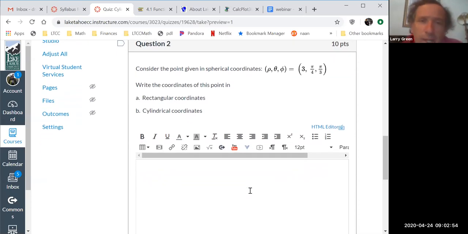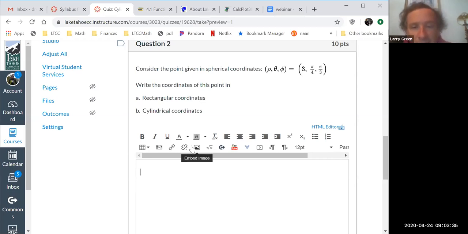So consider the point given in spherical coordinates. We have rho, theta, phi equals 3, pi over 4, pi over 3. Write the coordinates of this point first in rectangular coordinates and then in cylindrical coordinates. So we need to write it in rectangular coordinates, and you've got to remember that there is a formula for x, y, and z, and we just use that. First, just so I don't forget, 3 comma pi over 4 comma pi over 3.